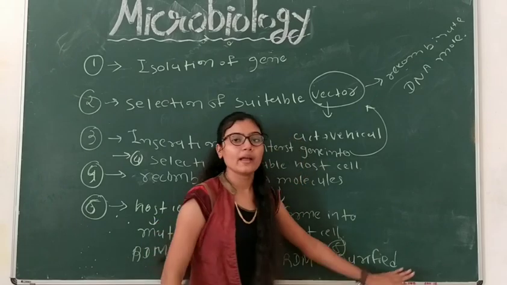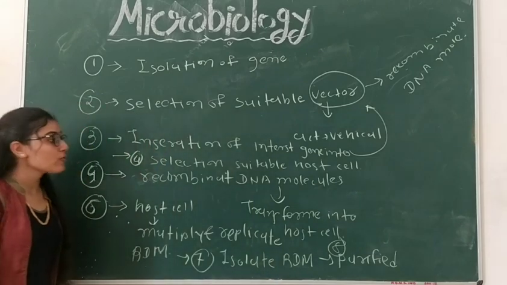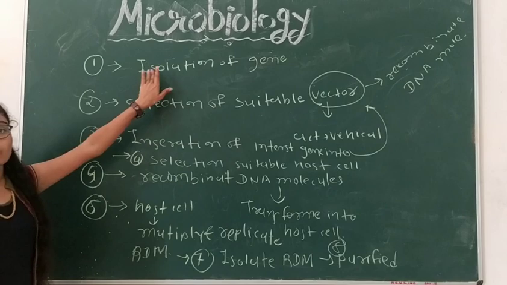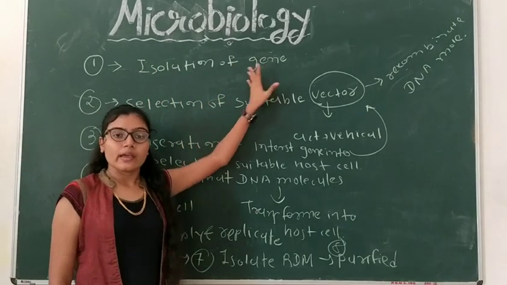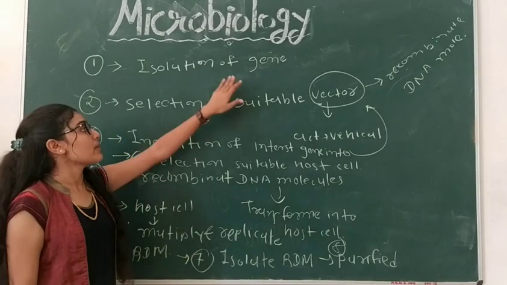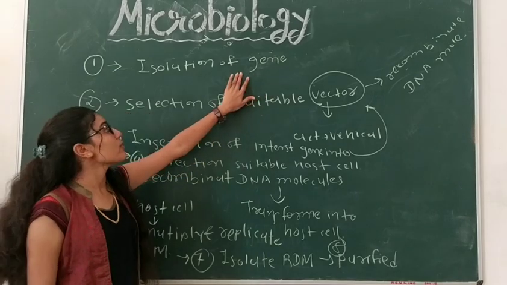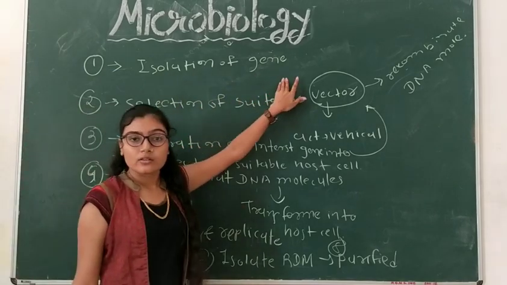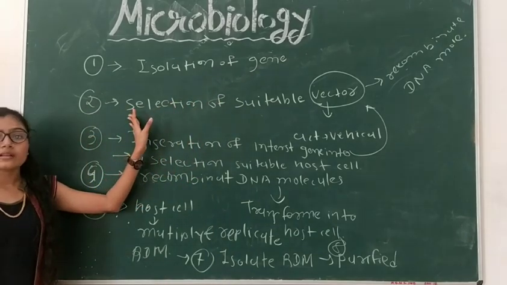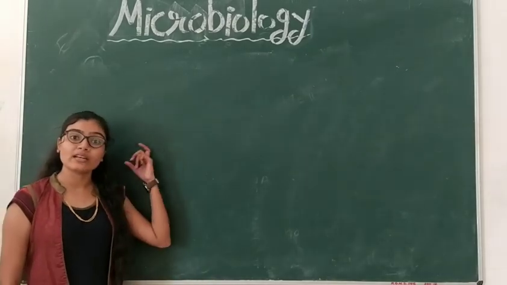That is our desired product and it is used in different applications. Now we will discuss each and every step in detail. First we will see isolation of the gene. From any bacterial cell we will isolate genetic material, then using a restriction endonuclease enzyme, we will isolate our desired gene, our gene of interest. After isolation comes the second step.